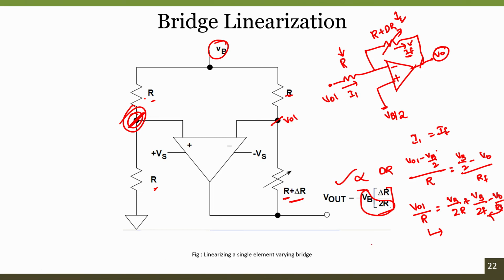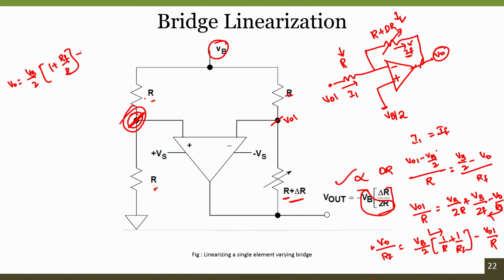So, we get V naught by Rf is nothing but Vb by 2 into (1 by R plus 1 by Rf) minus VO1 by R. Solving for that, V naught is nothing but Vb by 2 into (1 plus Rf by R) minus VO1 into Rf by R. So, this is what we have seen previously.